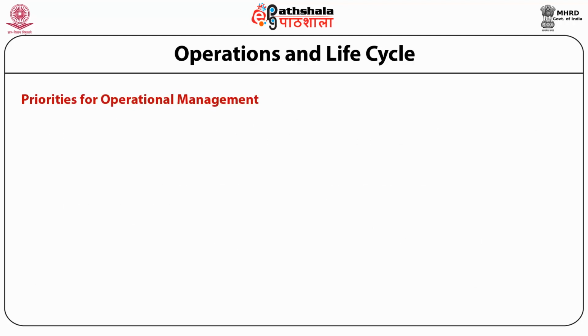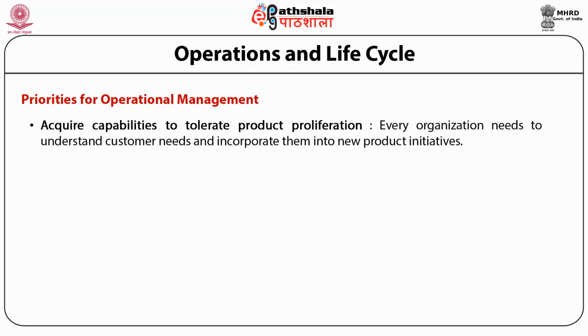Priorities for operation management. We have a list of priorities for operation management. First is acquiring capacities to tolerate product proliferation. Every organization needs to understand customers' needs and incorporate them into new product initiatives. In order to satisfy the expectations of the customers, organizations need to change their process activity.